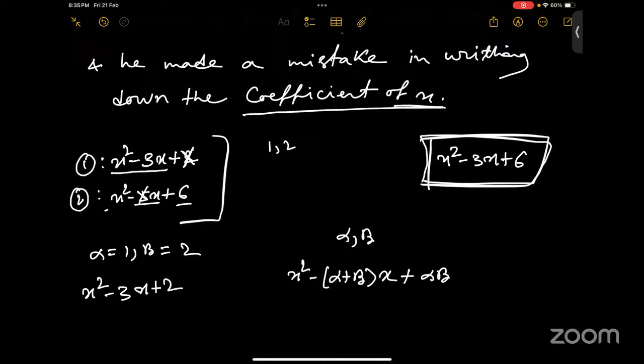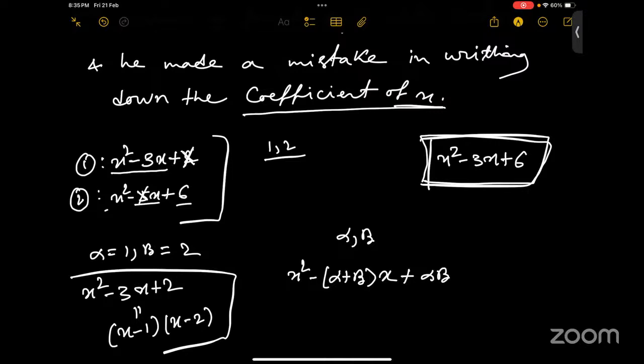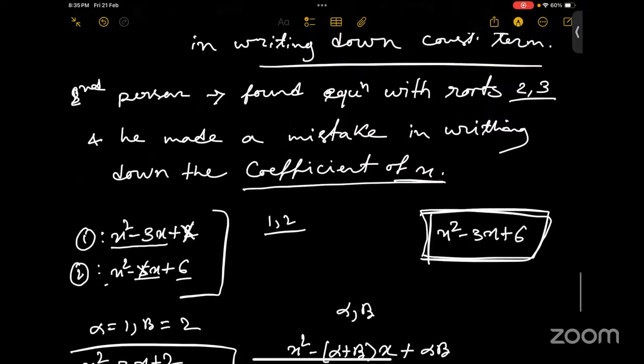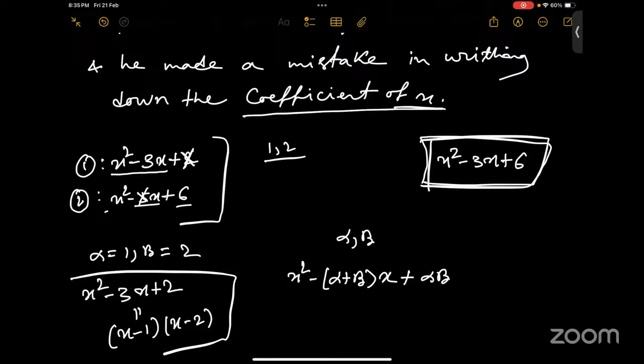Ma'am, can we say this is like (x minus 1) into (x minus 2)? Sure. Whenever we have the roots 1 and 2, this is a factorization we know, a simple thing. Then we can simplify it and the two will be the same. Similarly, for the second equation, the roots were 2 and 3. So we take alpha equals 2 and beta equals 3 and get the equation x square minus 5x plus 6. So in the first equation, the constant term was incorrect, and in the second equation, the coefficient of x was incorrect.